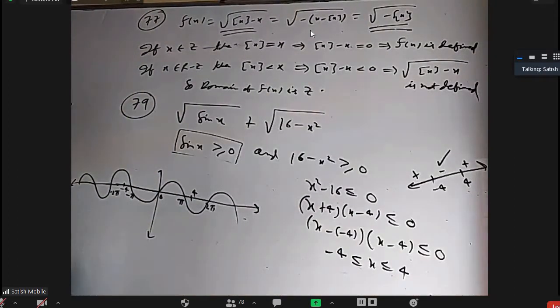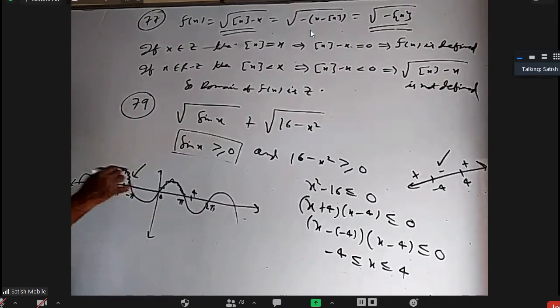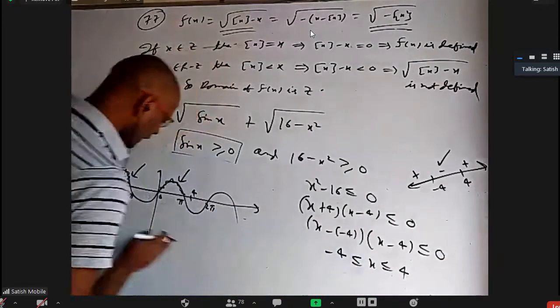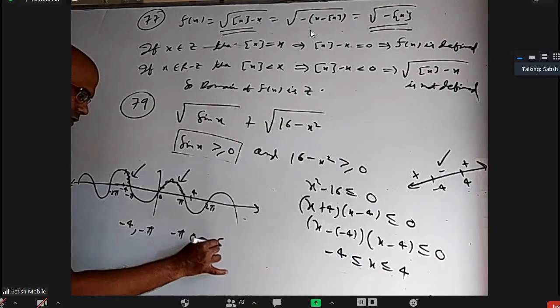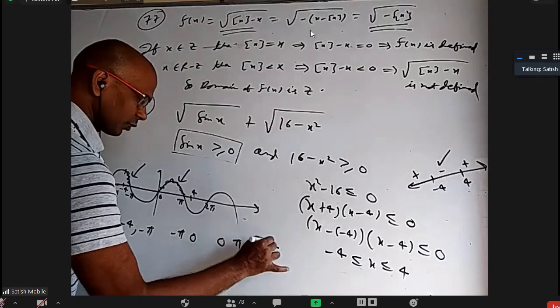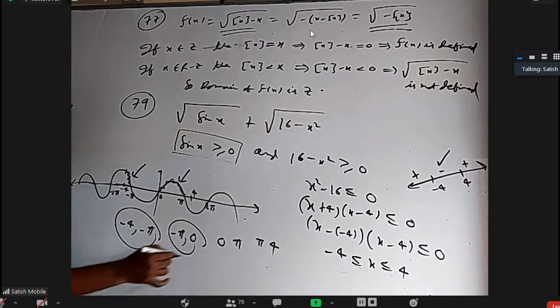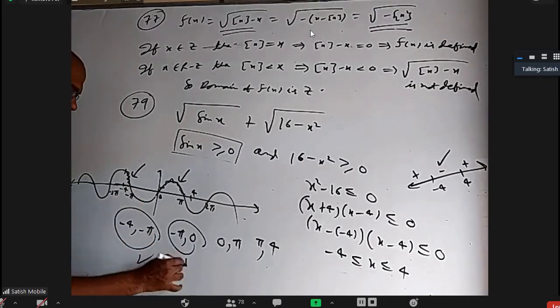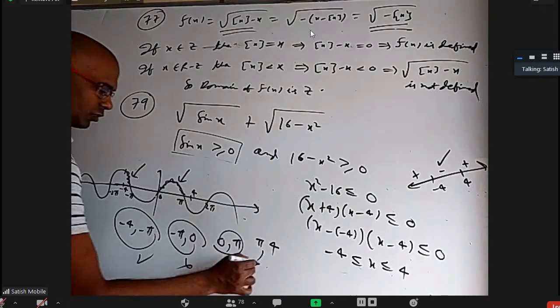Tell me where sin x is positive. One is this region, one is this whole thing. You can see this region where the sin x graph is above the axis. So between minus 4 to 4, I have many intervals: minus 4 to minus pi, minus pi to 0, 0 to pi, and pi to 4. During the first interval, sin is positive. During minus pi to 0, sin is negative. Between 0 to pi, again sin is positive. Between pi to 4, again sin is negative.